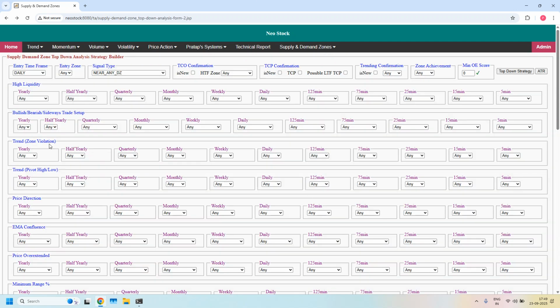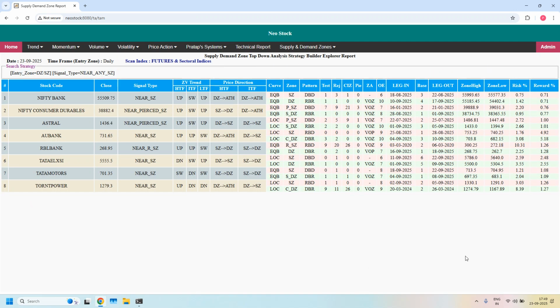Next, for daily time frame, stocks near to the daily supply zone, we got 8 stocks. Let us identify daily high liquidity supply zones from this list. RBL Bank is having a daily high liquidity supply zone. That's it. We got only one stock from this list. And the next time frame is 75 minutes.